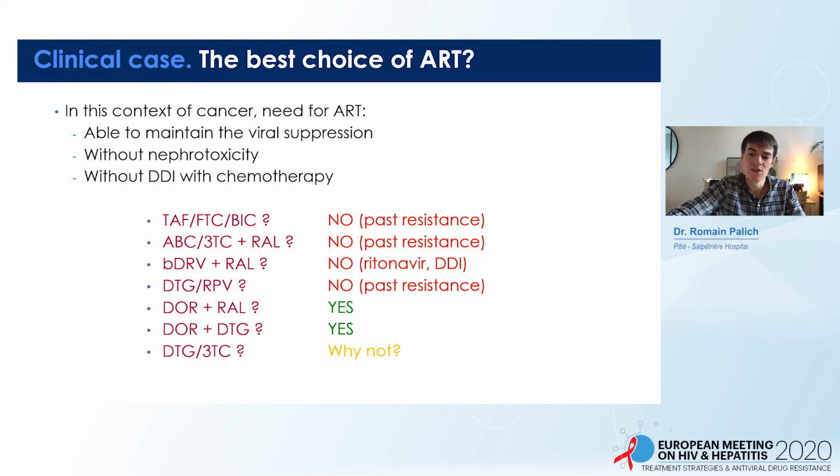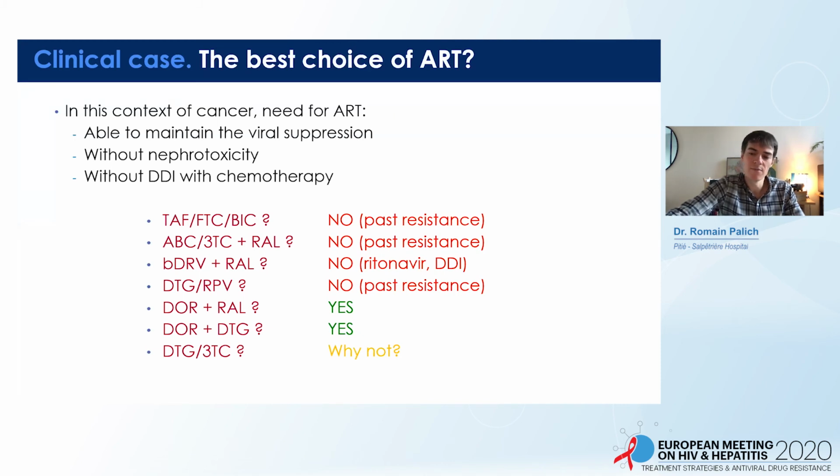In this patient, we chose not to take into account the result of the DNA genotype because we had alternatives, and we hesitated between doravirine raltegravir and doravirine dolutegravir, although there is no data on the efficacy of these two dual therapies. For information, there are two ongoing clinical trials studying doravirine raltegravir and doravirine dolutegravir. Finally, we chose doravirine plus dolutegravir.